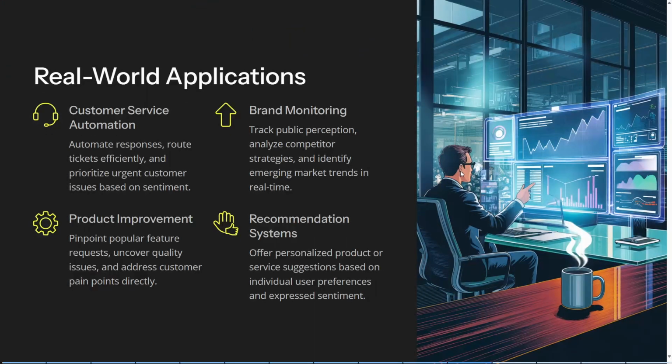So as for real world implementations, we use customer service automation for automated response routing, ticketing efficiency, and to prioritize urgent customer issues. For brand monitoring, we want to make sure to track public perceptions as well as our reviews. Recommendation systems, just like Amazon and Yelp, are going to help you get more reviews as well as more suggestions to your users.